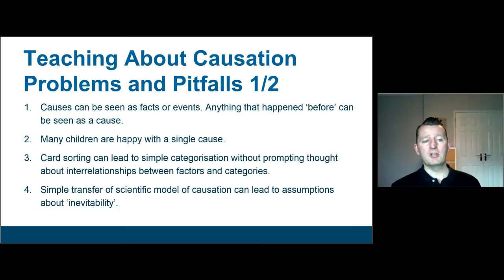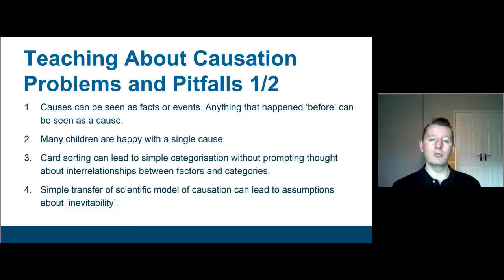So the first one of these is that causes can be seen as facts or events. So anything that happened before can be seen therefore as a cause, because in a sense it led up to the event that we want to explain. Now, that's clearly not the case, and by describing something as a cause, we are not just saying what happened, we are giving it some additional value. We're putting it into a constructed argument that it somehow led to something else.